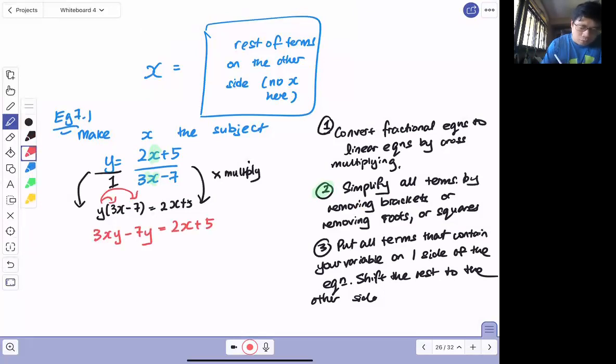Tip number 3. Put all the terms that contain your variable on one side of the equation. The variable that we want, maybe I should say, instead of variable, I should say subject, so clearer for you. That contains your subject. You can see here that the variable that I want or the subject that I want is x. I put all of them on one side.